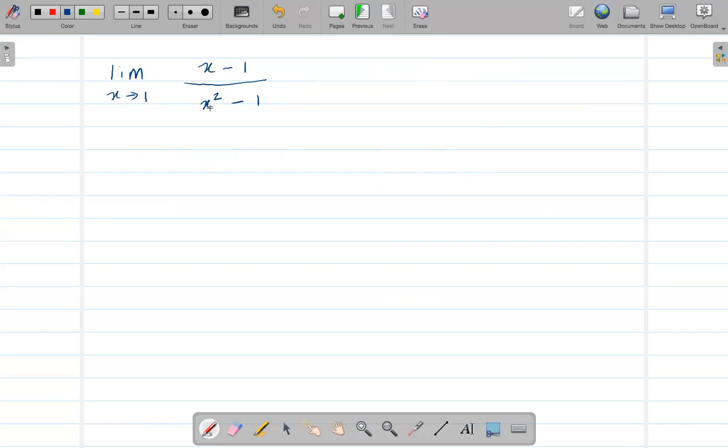So 1 minus 1 is 0, 1 squared is 1, 1 minus 1 is 0. So we get 0 over 0, we don't know that. But what we can do here is cancel something from the numerator and denominator. We know that a squared minus b squared equals a plus b times a minus b, right? So using this, the limit as x goes to 1 of x minus 1 over x squared minus 1, where 1 is 1 squared, so x squared minus 1 squared is x plus 1 times x minus 1.